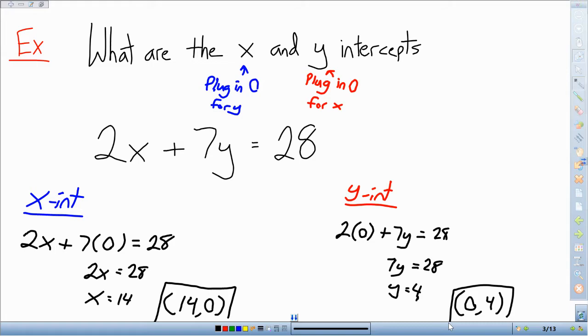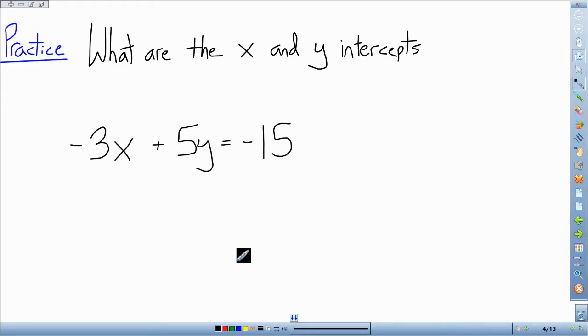All right, so it's not too shabby. We're just plugging in zeros and solving. So I'm going to have you try one just like this, same directions. You don't need them again. Go ahead and find the x and y-intercept for this equation.